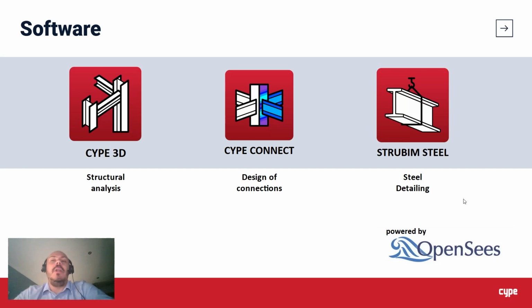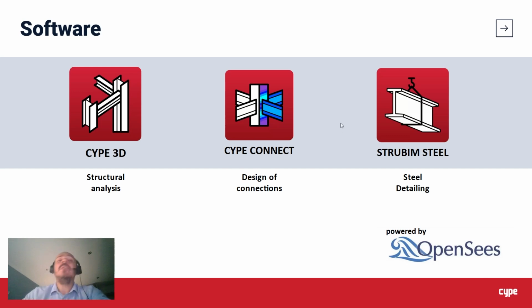OpenSees is a calculation engine developed by the University of Berkeley in California. When we are talking about non-linear analysis that sometimes is necessary for the design of structures, we use the OpenSees system, and it's integrated in Cype 3D and also in Cype Connect.